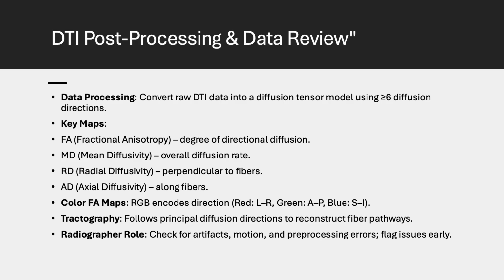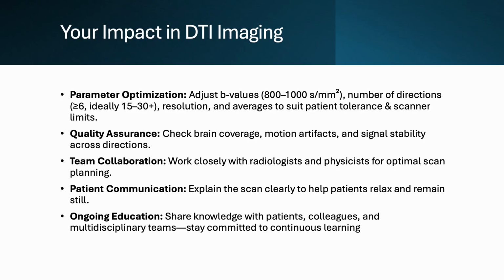So as radiographers, we are at the heart of ensuring high-quality DTI scans. One of the key responsibilities is adjusting scan parameters. For clinical DTI, these often mean selecting b-values between 800 and 1,000 depending on what you're using at your facility, choosing the right number of directions, which should be at least 6, but ideally 15 to 30 or more, along with setting the right resolution and averages depending on the patient's tolerance and the scanner's capabilities.